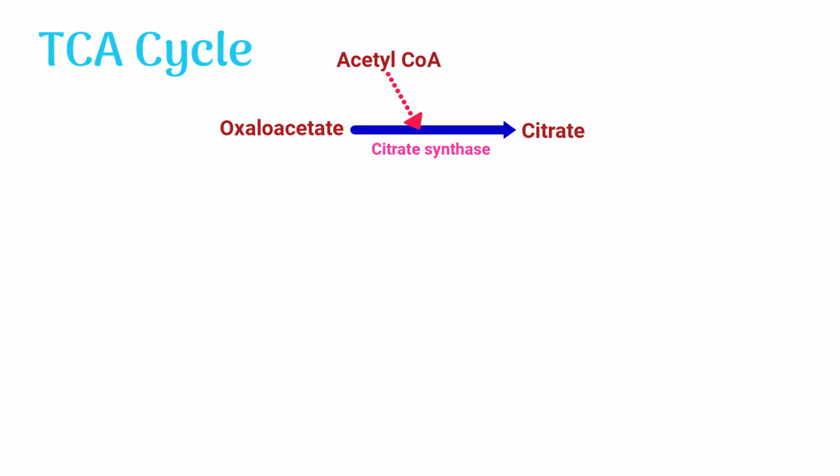In the next step, citrate converts into cis-aconitate with the help of enzyme aconitase. Remember, this reaction is reversible. A water molecule is released in this reaction. Let's move on to the next step.